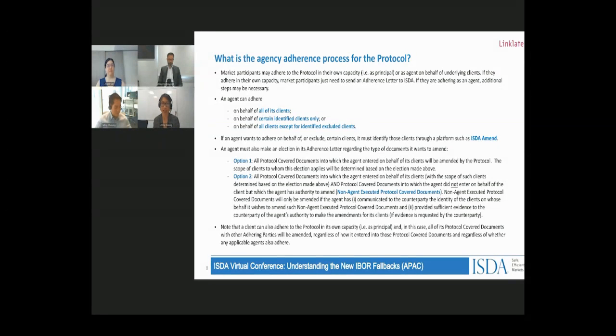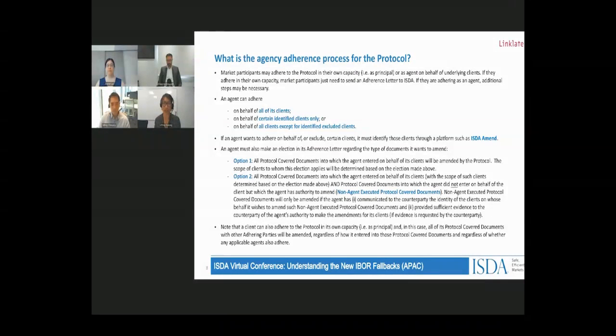And again, there is a space within the ISDA website for the agent to help the client adhere to those documents as well. And obviously for agents who want to do that, there's a sort of double-step process. Firstly, you have to decide, are you going to adhere on behalf of all your clients or some clients? And if it's just some, you have to submit an additional adherence letter. Are you going to adhere only for the clients that the agent has entered into for those clients, or other documents as well? And if it's other documents as well, then you have an additional step to go through on the ISDA website. So, that's again a pretty simple process.